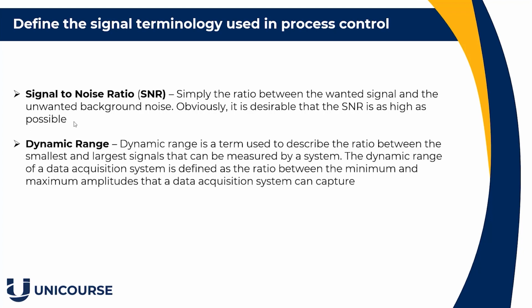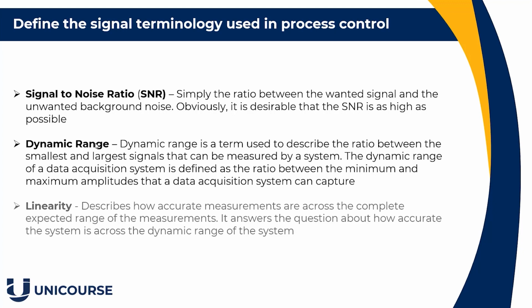Dynamic range can sometimes be known as a frequency response. The dynamic range describes the ratio between the smallest and the largest signal. Sometimes we are measuring from things like a microvolt up to volts. So you put in there, say, 10 millivolts to 10 volts, and that would be the dynamic range.